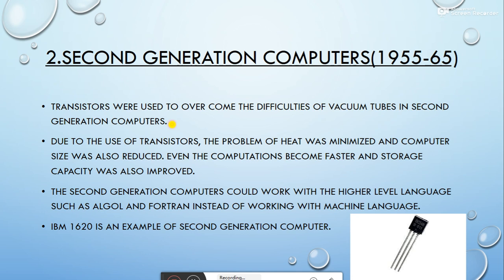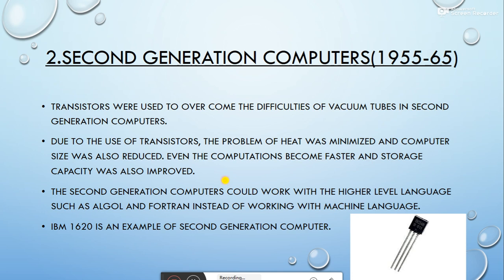Transistors were used to overcome the difficulties of vacuum tubes. Due to the use of transistors, the problem of heat was minimized and the computer size was also reduced. Even the computations became faster and storage capacity was also improved.